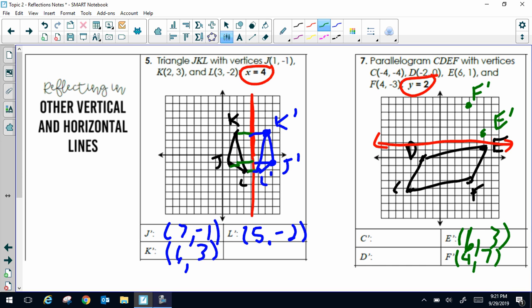D is only 2 away, so I need to go 2 up. So D prime is here, which is at (-2, 4). And C is 6 away, so I need to go 6 up. C prime is way up here. When I map this, you can see it clearly reflects, and C prime would be at (-4, 8).